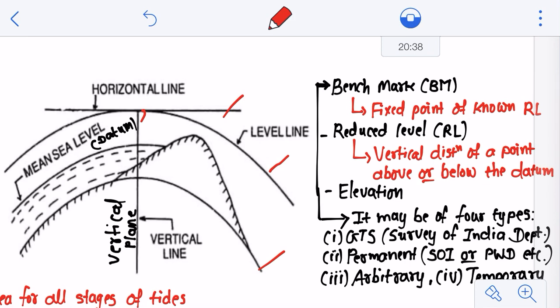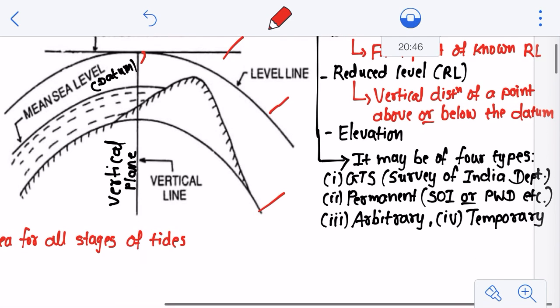I'll discuss this benchmark in a bit more detail, because we have different types of benchmark available, and as you can see here, I have mentioned these 4 different types. The first one is your GTS, the second one is your permanent benchmark, the third one is your arbitrary benchmark, and the fourth one is your temporary benchmark. Now, what is the difference between these different benchmarks, right?